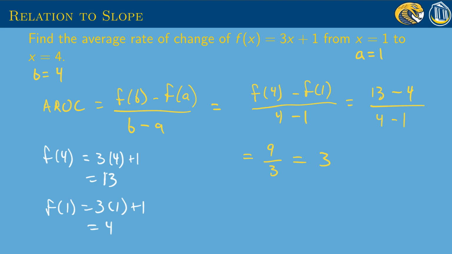3. Now, it's not a coincidence that the slope of this original function was also 3. In fact, if we calculate the average rate of change of any linear function, that's just going to be the slope of that function, because the slope is the only thing that causes the value of the function to change.